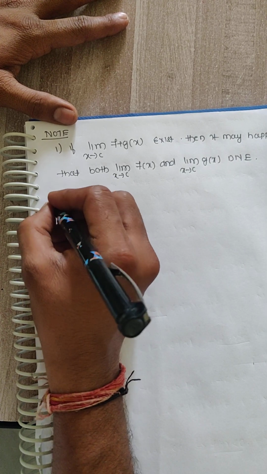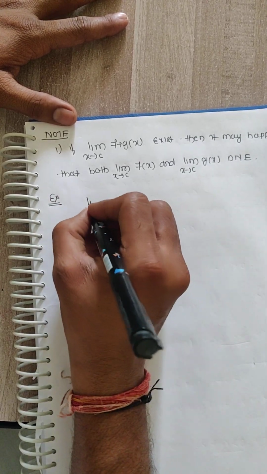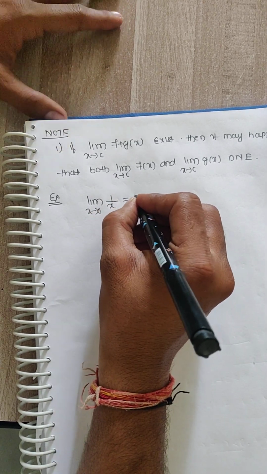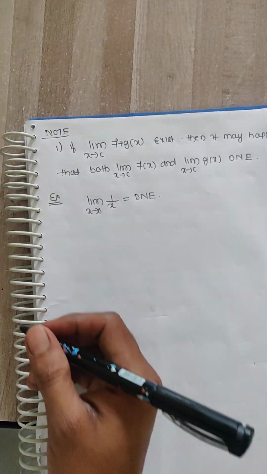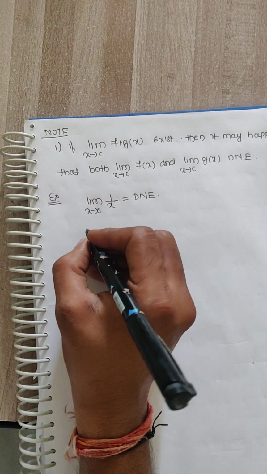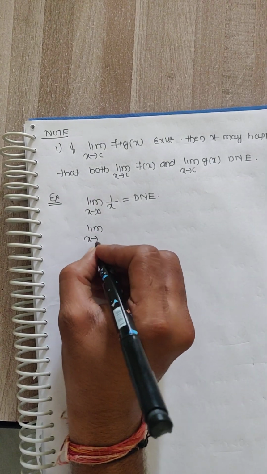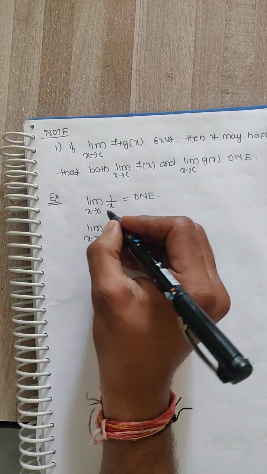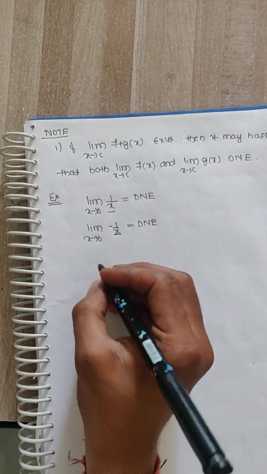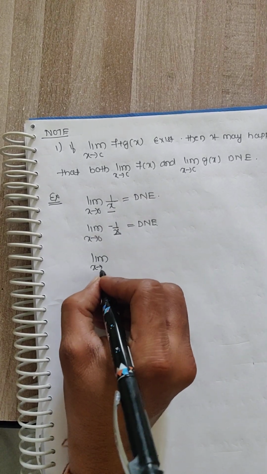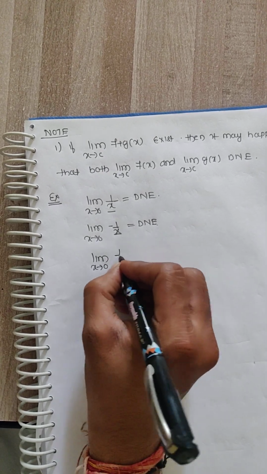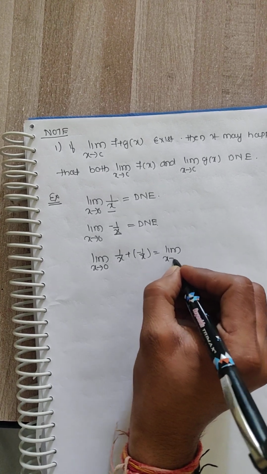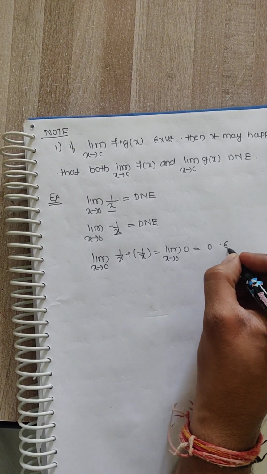Okay, so we will give an example. Let x tend to 0. We know that limit as x tends to 0 of 1 by x does not exist. I am giving just a simple example. And also we know that limit as x tends to 0 of minus 1 by x also does not exist. This is f(x), this is g(x). But what is the sum of these two functions? Limit as x tends to 0 of f(x) plus g(x), that is 1 by x plus minus 1 by x, is nothing but a constant, limit as x tends to 0 of 0, which is equal to 0. It exists.